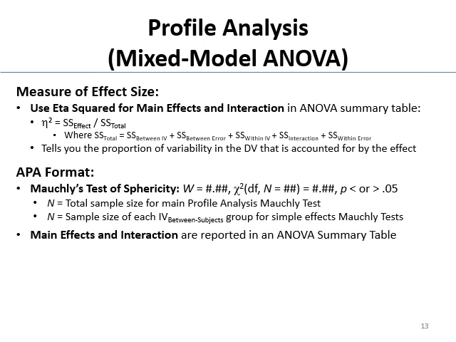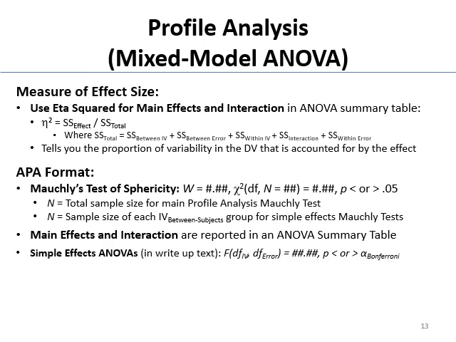So the main effects and the interaction are not done in the text. They're done in an ANOVA summary table, and I'll show an example of that later. You have to get the stuff for it from different places. The simple effects ANOVAs, however, are written up in the text, and it's the usual F, degrees of freedom IV, degrees of freedom error equals this, p less than or greater than alpha Bonferroni.